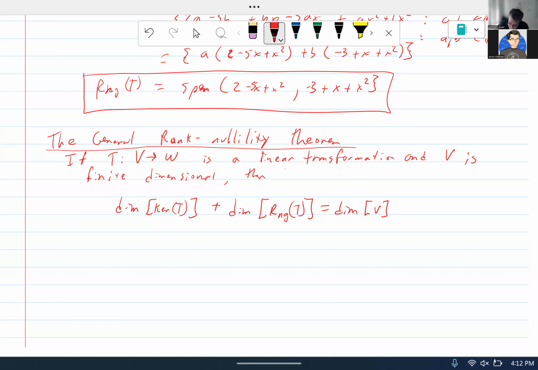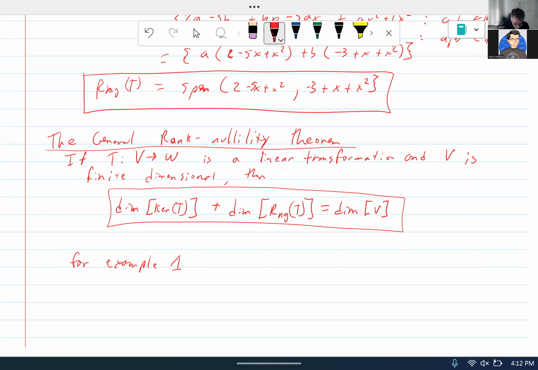Okay, so let's check this for the examples that I did. Let's check this for example 1. For example 1, we had a matrix A, a transformation that went from R3 to R2.